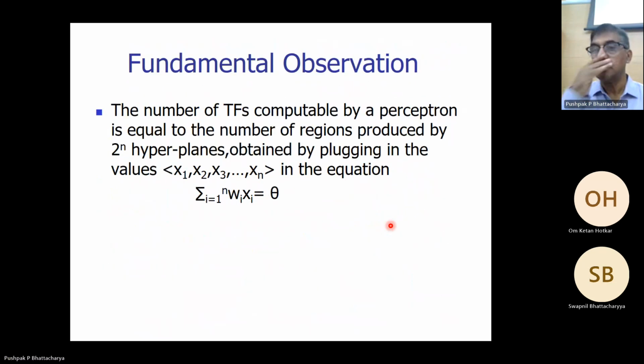Let me repeat this point one last time and then move to other things. The number of threshold functions computable by a perceptron is equal to the number of regions produced by 2 to the power n hyperplanes, obtained by plugging in the values x1, x2 up to xn in the equation sigma wi xi equal to theta, i goes from 1 to n.